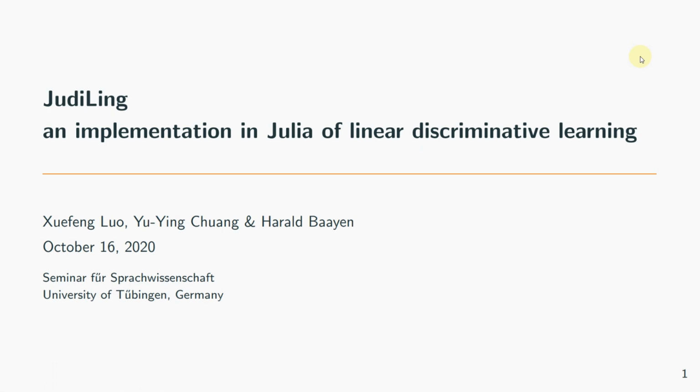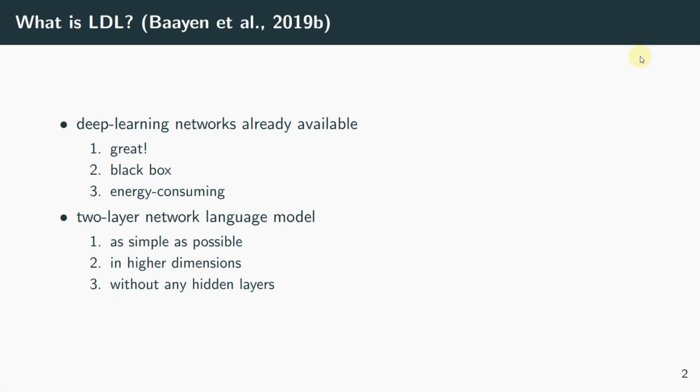Today, I will talk about the new implementation in Julia, JudiLing, of our LDL model. It works well and super fast compared to our R model. So first things first, what is LDL? LDL, linear discriminative learning, is a two-layer network language model. It tries to model the comprehension and production of human beings.